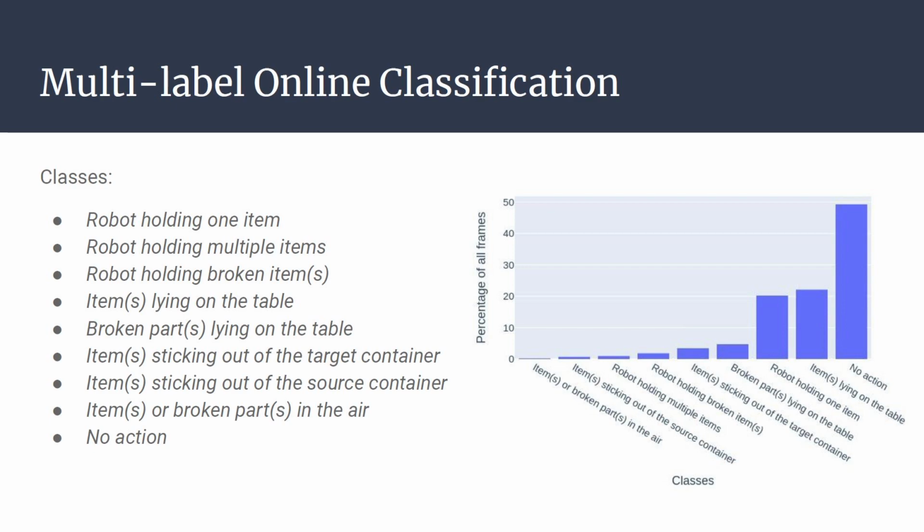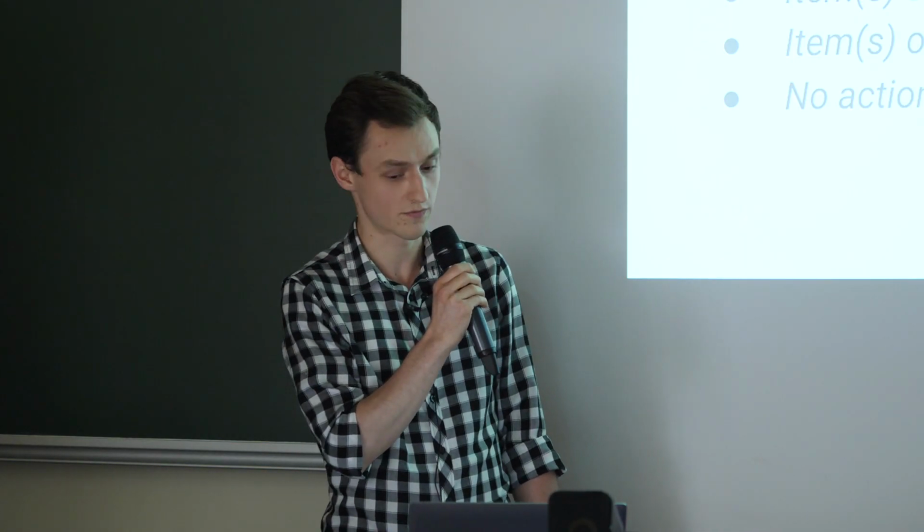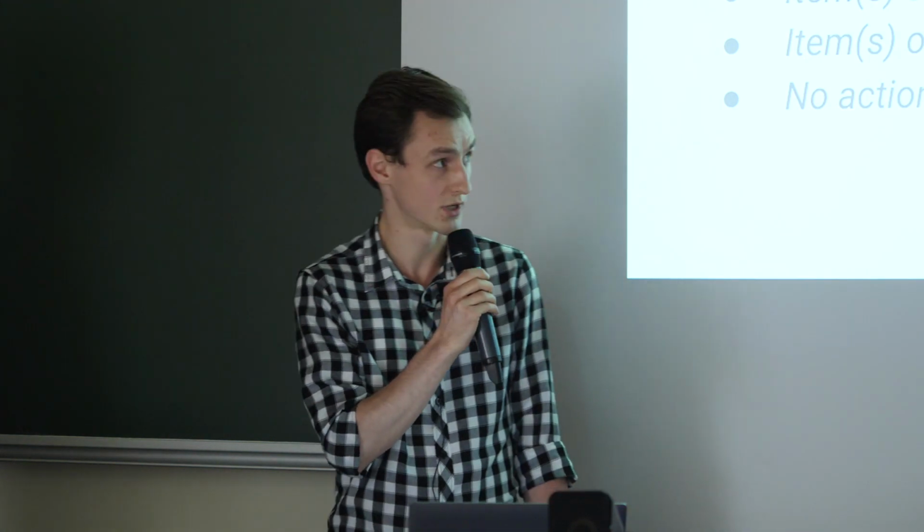We had a dataset of about 1,300 labeled videos, out of which about 500 were anomalous. And on the right side, you can see the distribution of classes in terms of percentages of frames. You can see that it's extremely unbalanced.